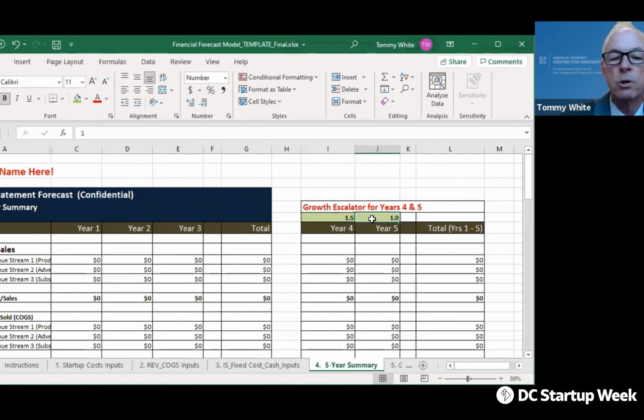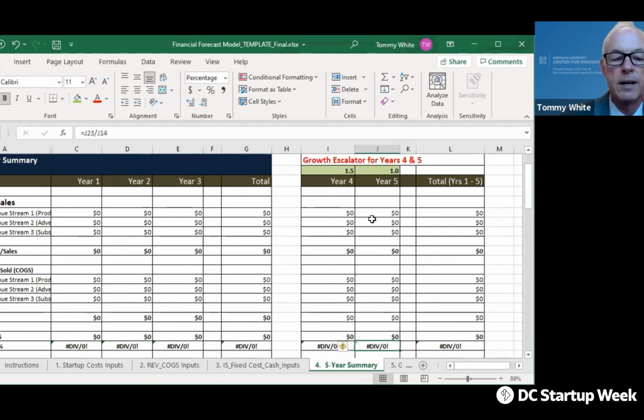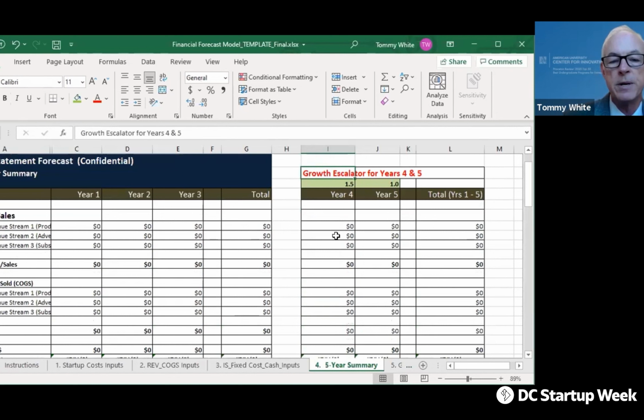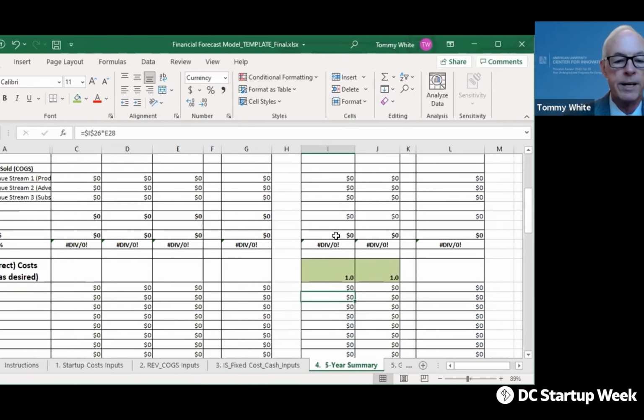And so these 2 green boxes represent the growth escalator for the revenue and the cost of goods sold. And then I have 2 more down here that represent your fixed cost. Okay, so your fixed costs will also grow, but they probably won't grow as quickly as your revenues. So if your revenues are going at 1.5 from year 3 to 4, maybe this is 1.2 or something like 1.3, something like that. It's close. It's not fully accurate.